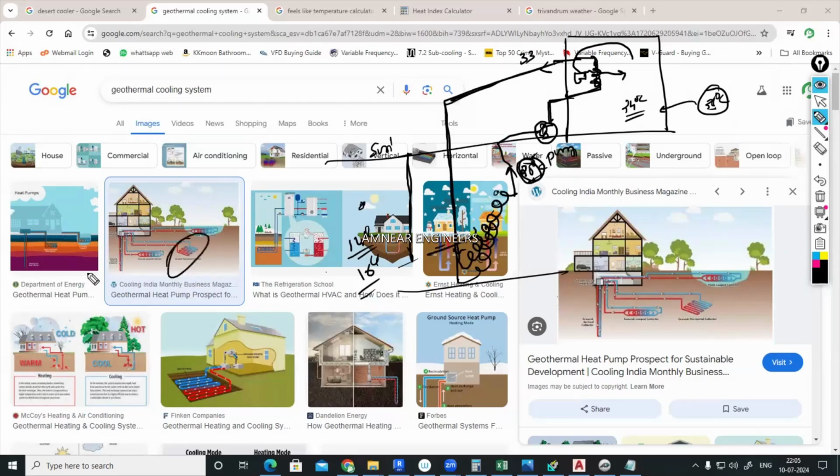Not only this, if you have any river or flowing water structure near your home, like a stream, a river or a pond, you can dip this coil in that water.